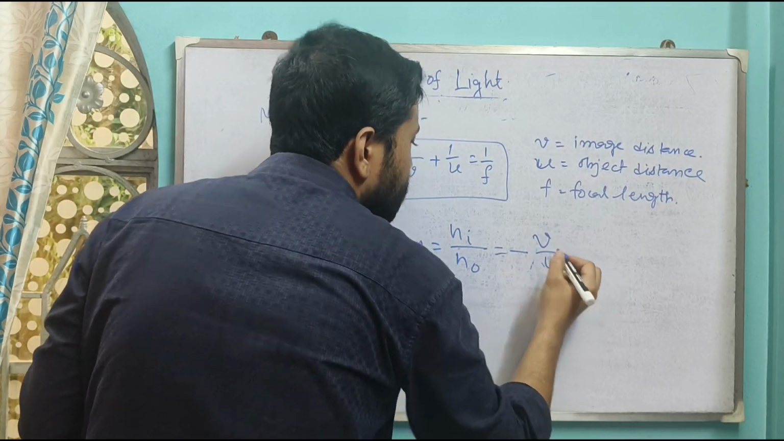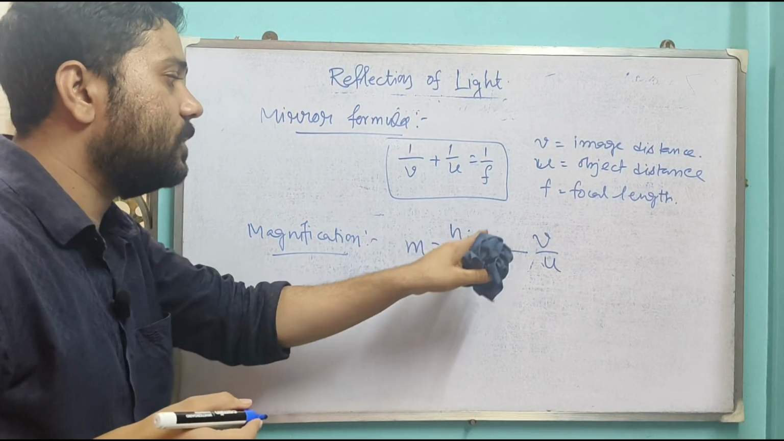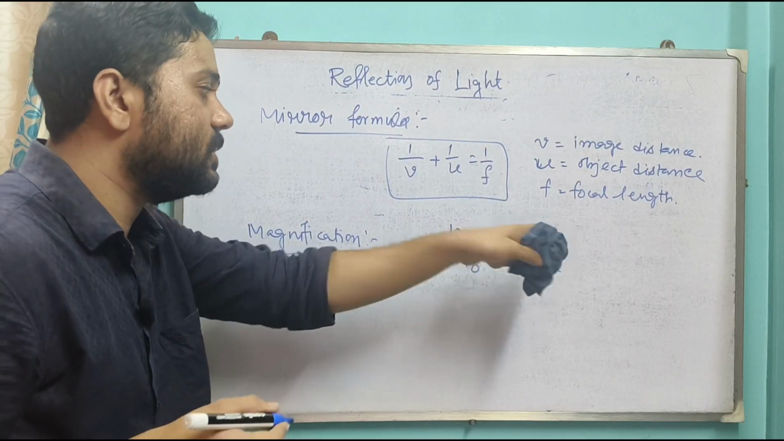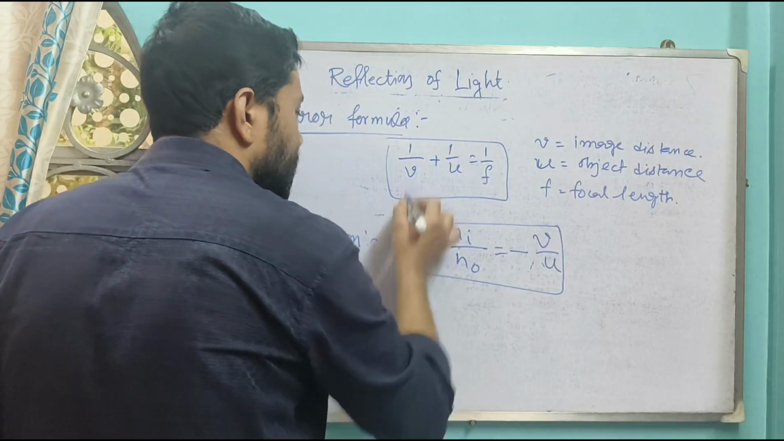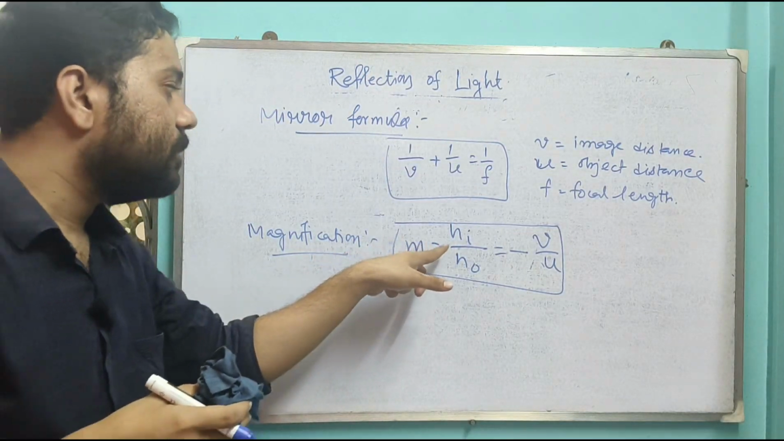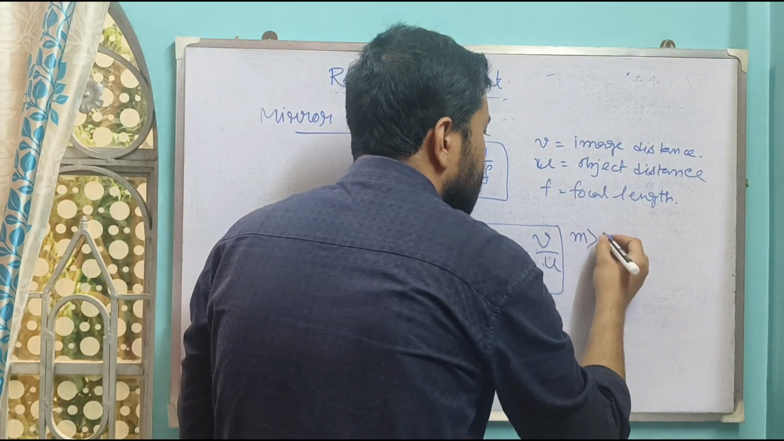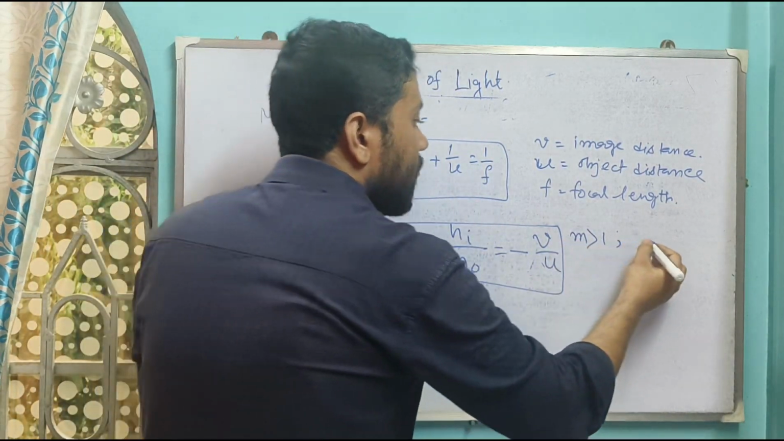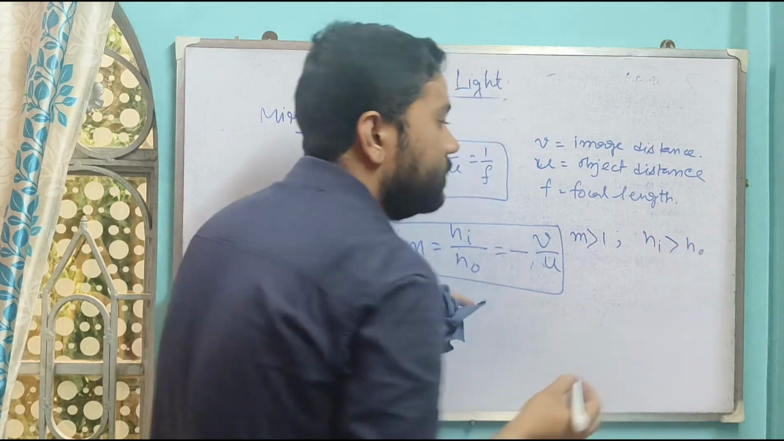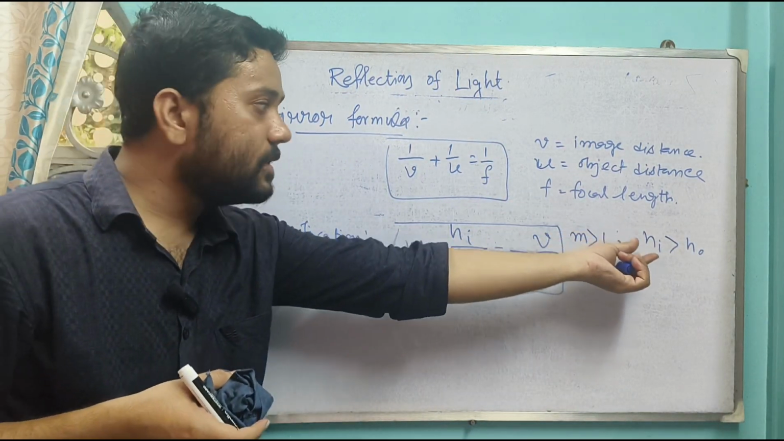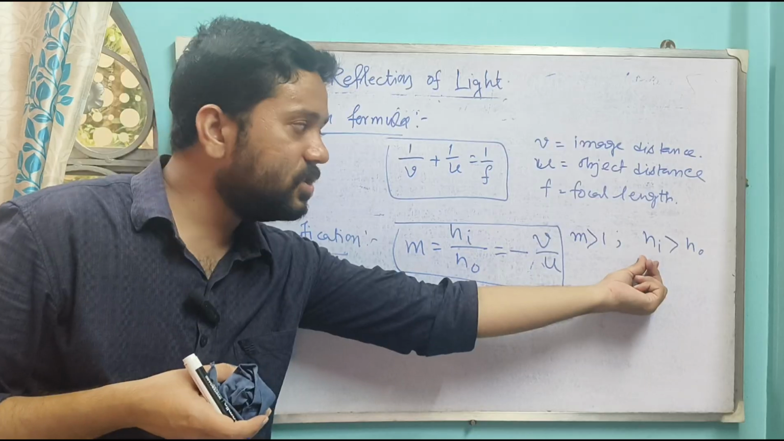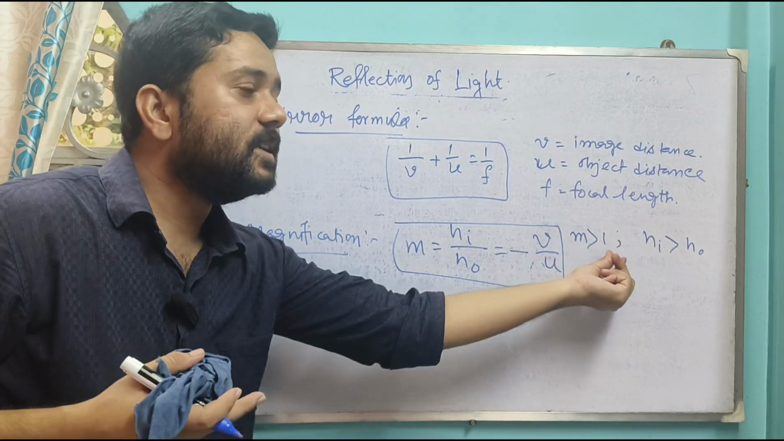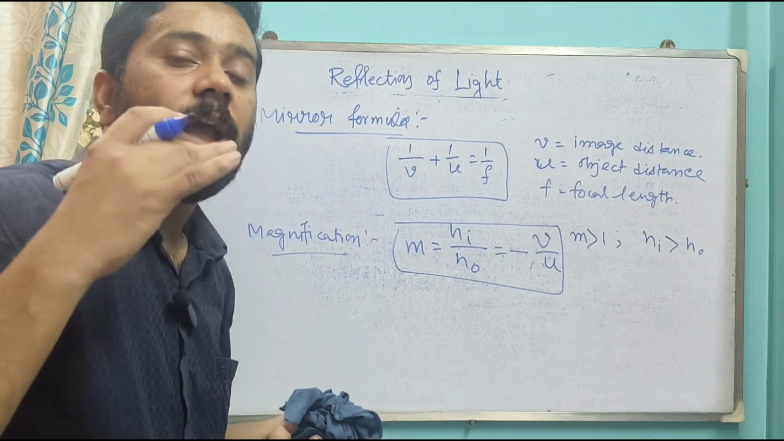For it we can prove it: minus hi equal to hi by ho, height of the image divided by height of the object, equal to minus v by u. Okay, we can write it. Now here, suppose m is greater than 1. It implies that hi, the height of the image, is greater than the height of the object. It means obviously we get a bigger, large image. That's why the height of the image is greater than the height of the object. So if m is greater than 1, we get an enlarged or bigger size image.